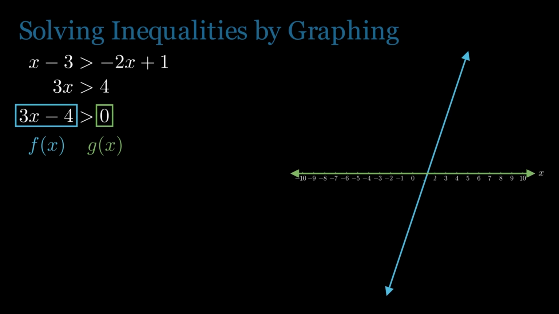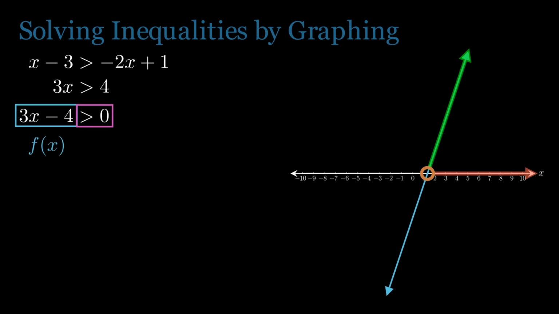In our inequality, since the blue is supposed to be greater than green, we're looking where the blue graph is above the x-axis. So from that point of intersection, which we already know is at 4/3, the blue graph is above the x-axis right there. And therefore, the x solution set will go from 4/3, again excluding that endpoint, to positive infinity.